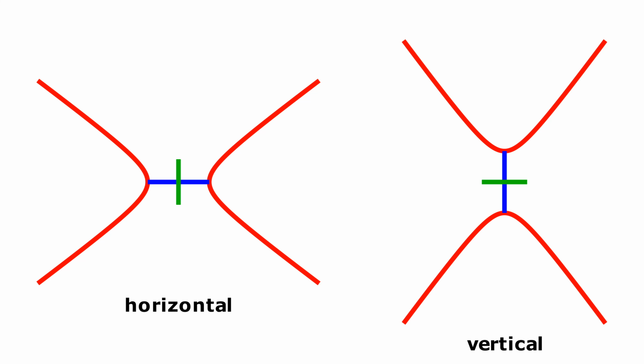If the transverse axis and the conjugate axis are equal in length, the hyperbola becomes a rectangular hyperbola, and its two asymptotes are perpendicular.